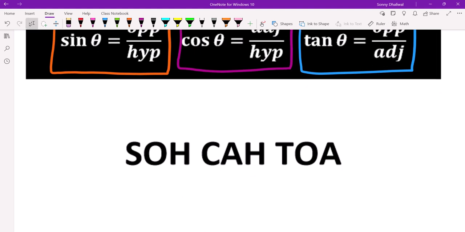Now, you will have them memorized, though. You don't need to memorize them, but you will have them memorized. There is this mnemonic. It's pronounced Sohcahtoa. And it's one of those things that just gets stuck in your head as an adult. It's one of the few things you'll remember from grade 9.